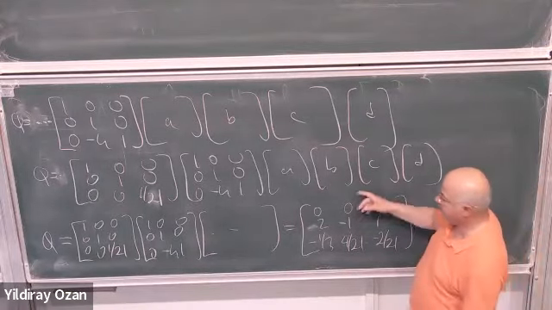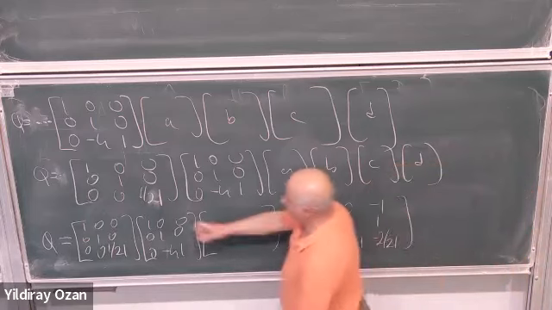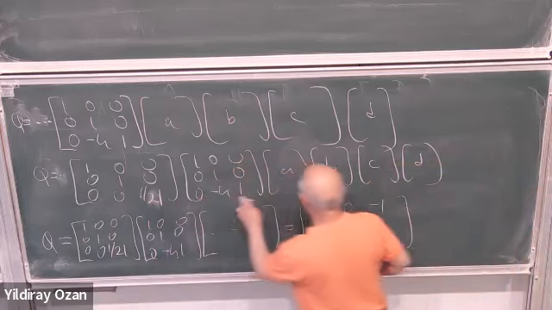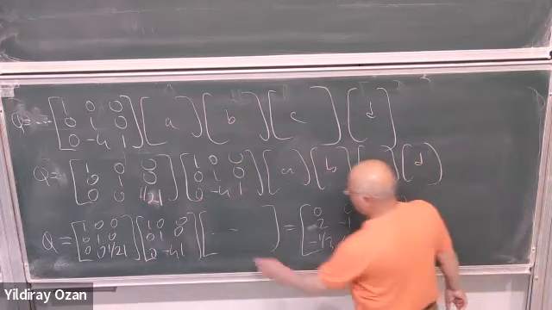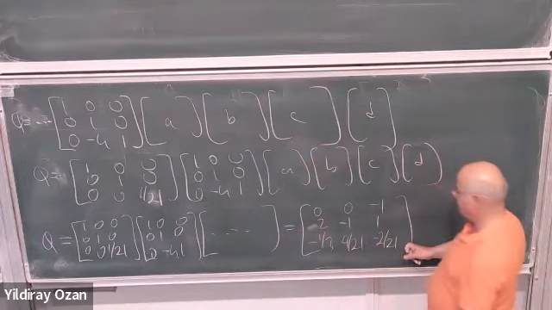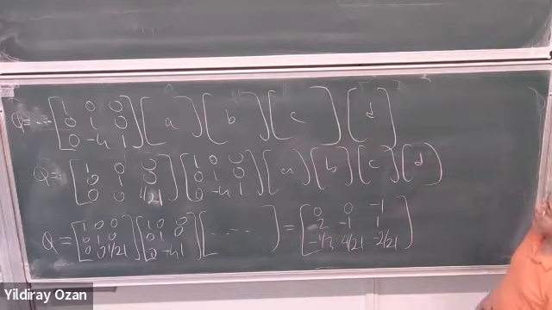Q is this matrix, so I have this one, and then 4 matrices A, B, C, D. So when you multiply all of them, this is what we get. This is Q, but I didn't compute what P is.